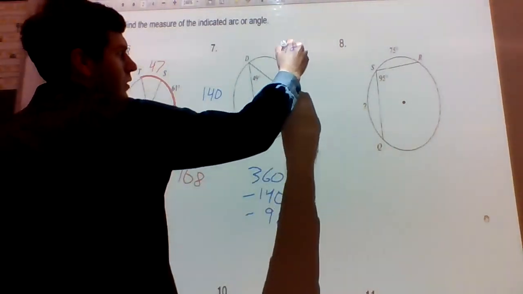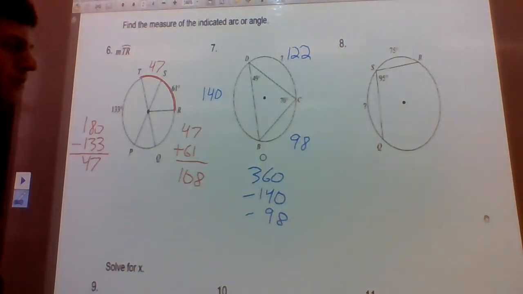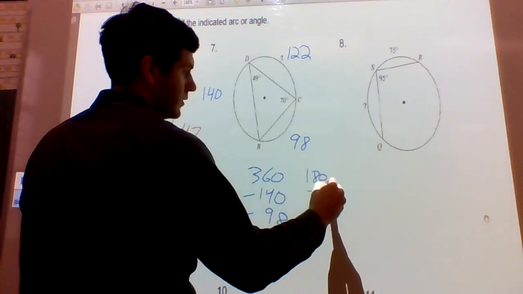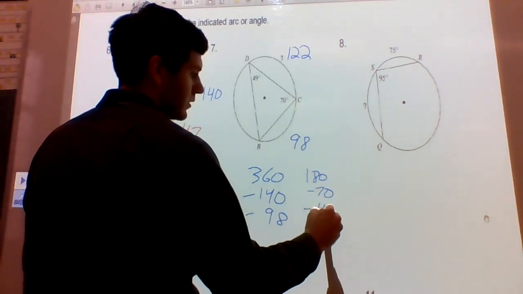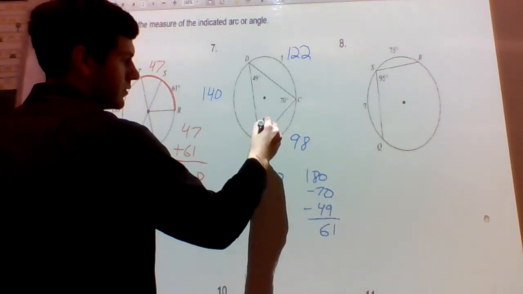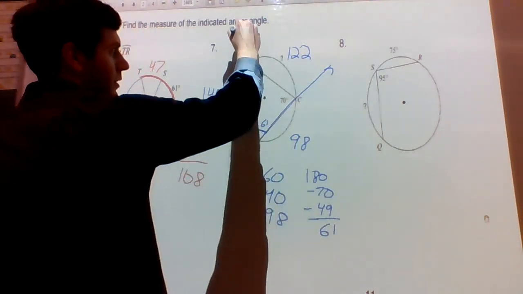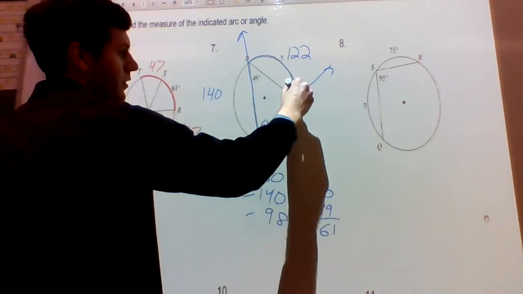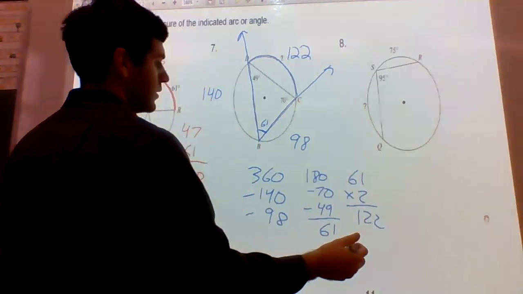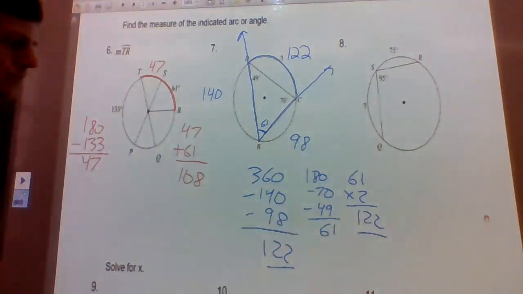122. Okay. The other way we can do it is we have three angles of a triangle. So we know the three angles of a triangle add up to 180. So 180 minus 70 minus 49 is going to give us 61. So we know this angle here is 61. And then that angle is an inscribed angle. So our intercepted arc is 61 times 2, which is 122. So either way, we get 122.